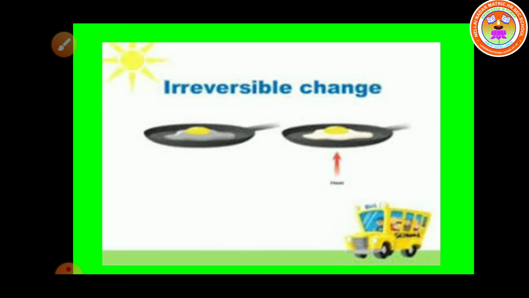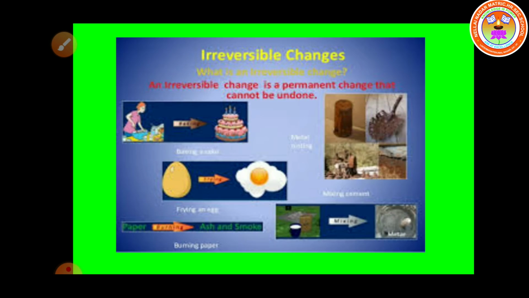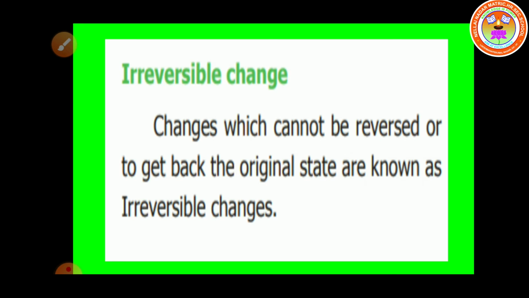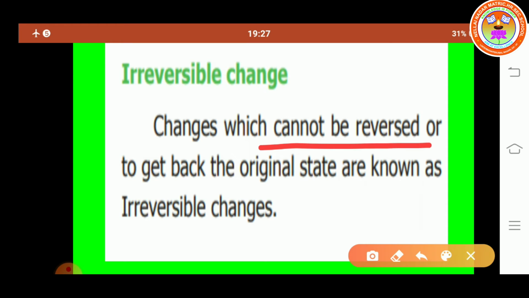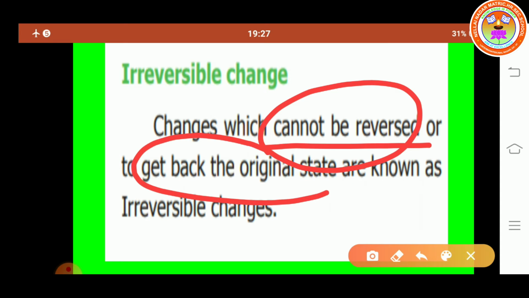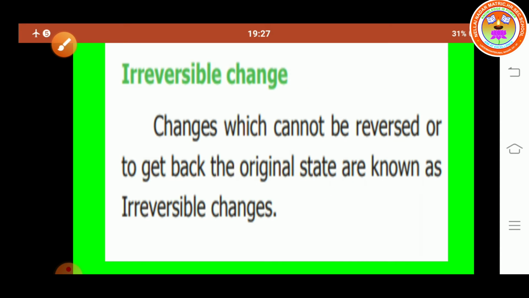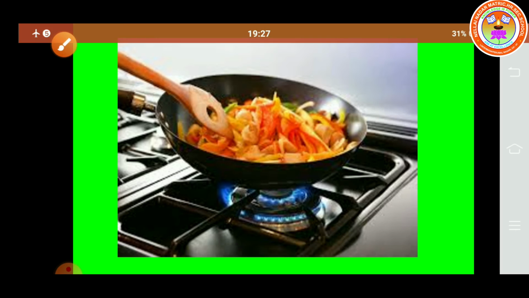Okay students, I hope you understood reversible change. Next we move on to irreversible changes. Changes which cannot be reversed, or cannot get back to the original state, are known as irreversible changes. So what is meant by irreversible change? Changes which cannot be reversed or get back the original state are known as irreversible changes.